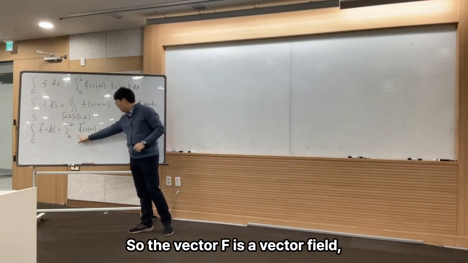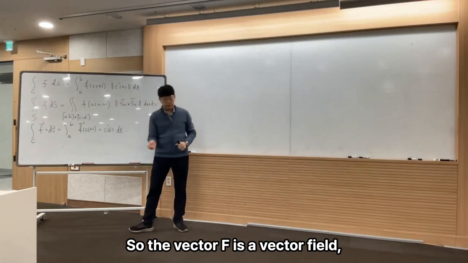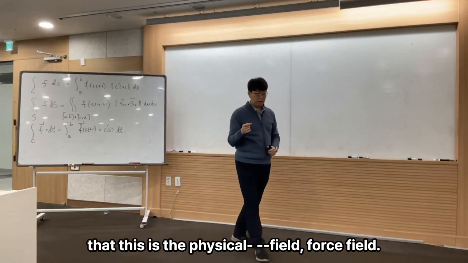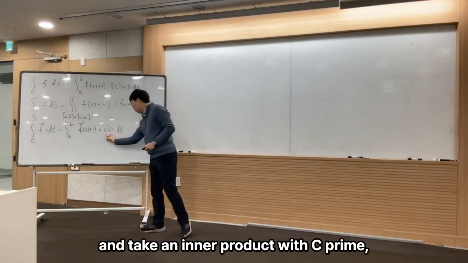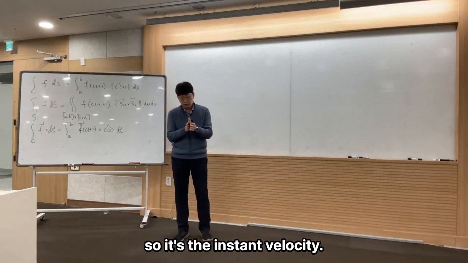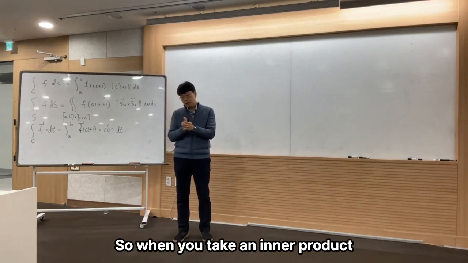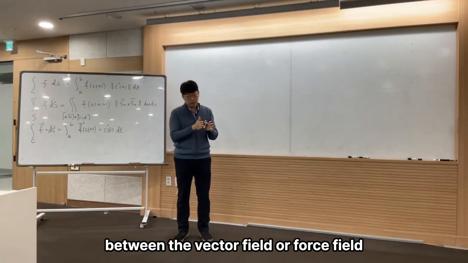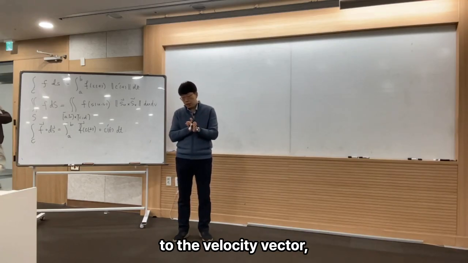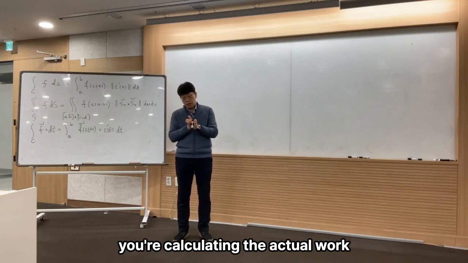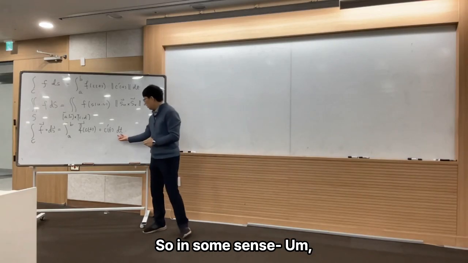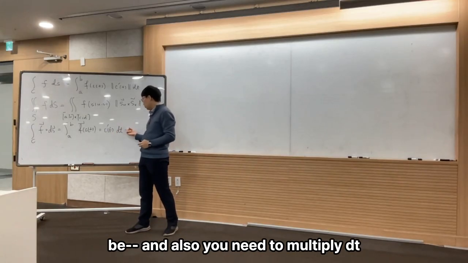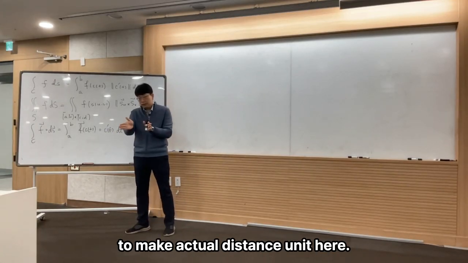So the vector F is a vector field. So you can imagine that this is the physical field, a force field. And then we take an inner product with c prime. So it's the instant velocity. So when you take an inner product between the vector field or force field and the velocity vector, you're calculating the actual work done in the direction of your movement. So in some sense, and also you need to multiply dt to make the actual distance unit here.